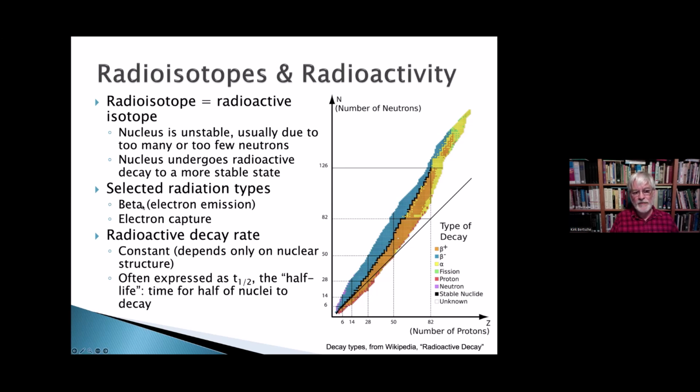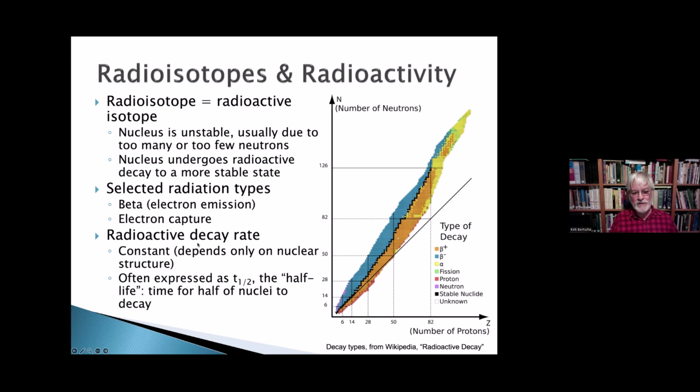One that's very common is what we call beta decay. That's where it emits an electron. What happens is, if it has too many neutrons, one of the neutrons turns into a proton plus an electron. And the electron goes speeding out of the atom, and the new proton turns it into a different element. So we'll see that with radiocarbon.